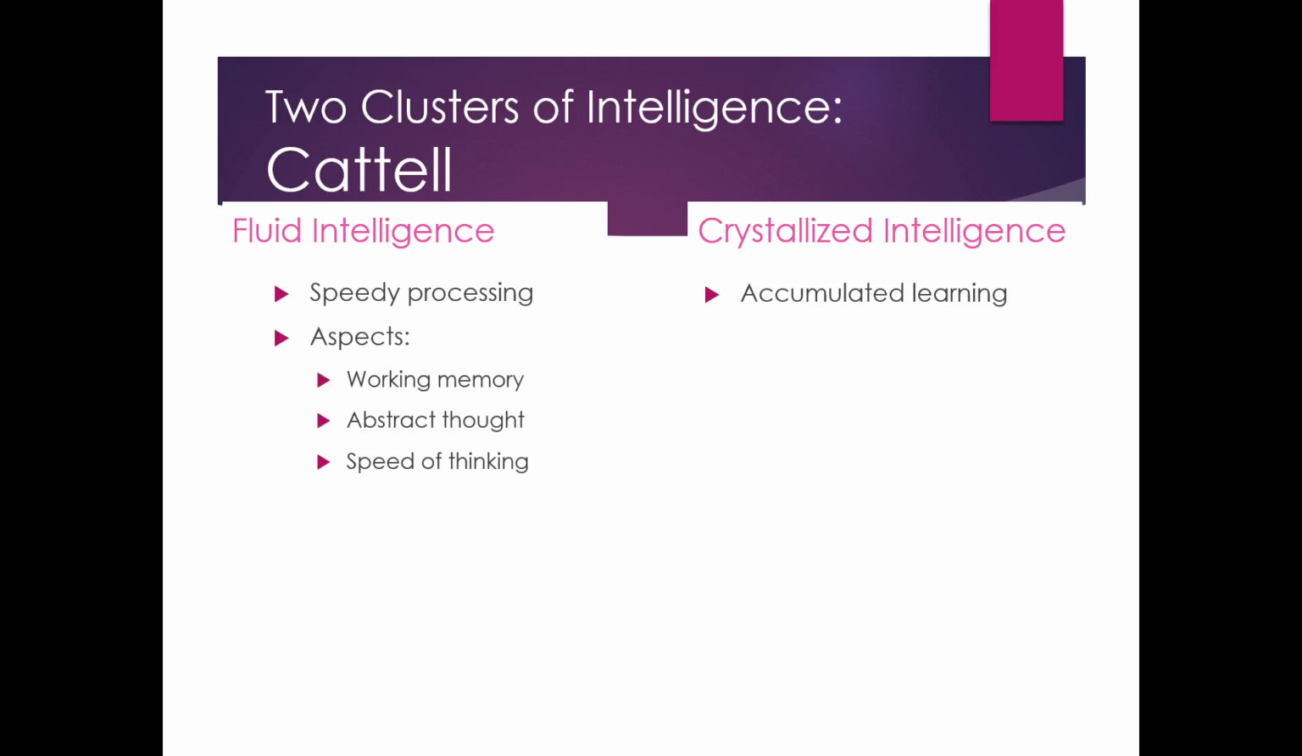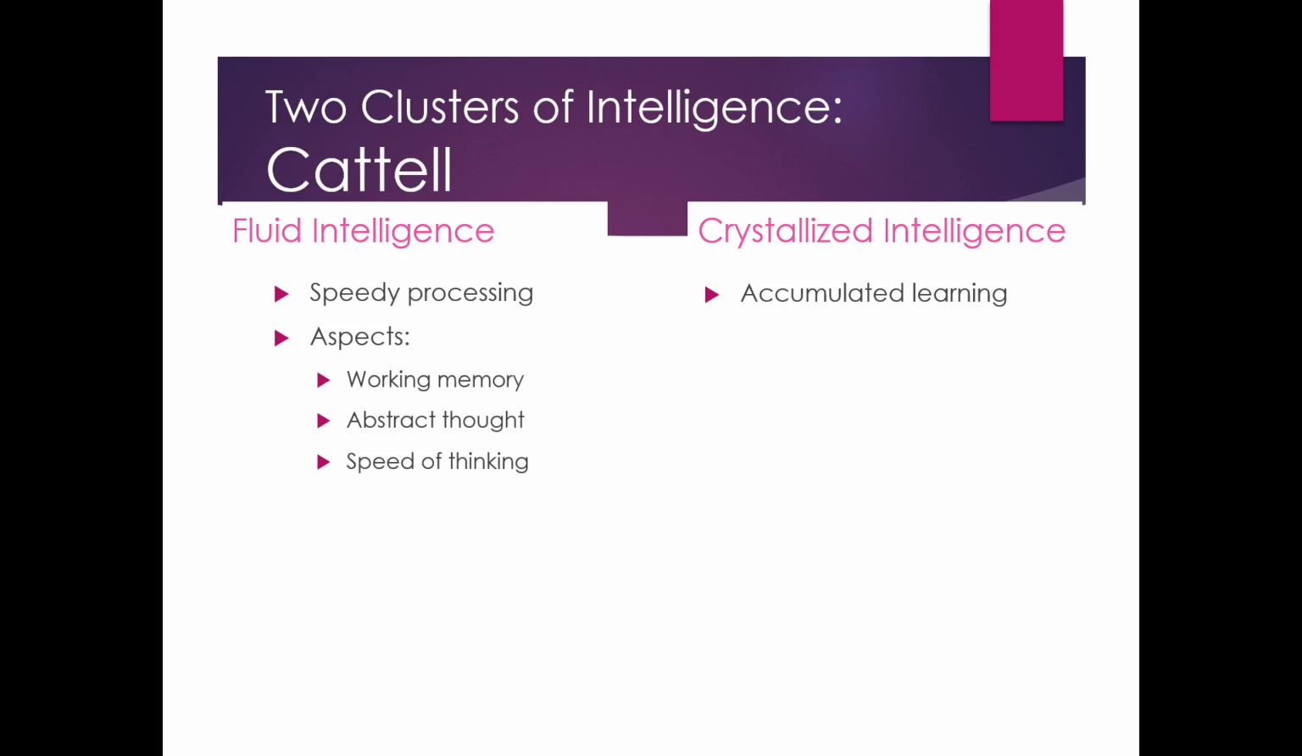So under fluid intelligence, there are three main aspects. One is the use of your working memory. Working memory is holding stuff in your consciousness and knowing that you're thinking about it, being able to manage it so that it doesn't fall out of whatever you're focusing on at the moment.